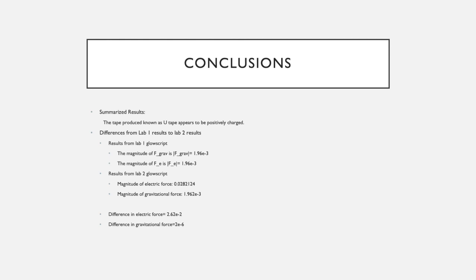Additionally, in Lab 1, the gravitational force was calculated to equal 1.96 times 10 to the negative 3 newtons, and in Lab 2, it was calculated to equal 1.962 times 10 to the negative 3 newtons. This is a difference of 2 times 10 to the negative 6 newtons. In Lab 1, the electric force was calculated to be 1.96 times 10 to the negative 3 newtons, and in Lab 2, the GlowScript code calculated it to equal 2.82 times 10 to the negative 2 newtons, which is a difference of 2.62 times 10 to the negative 2 newtons.